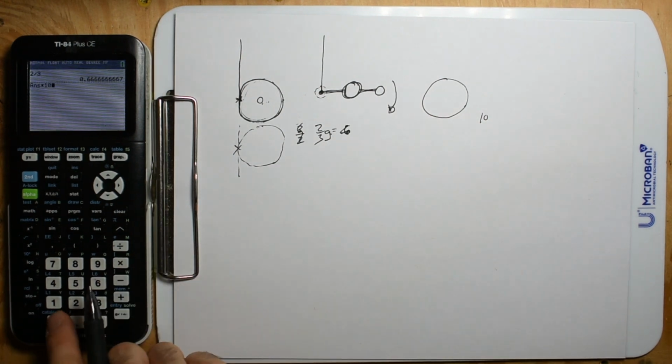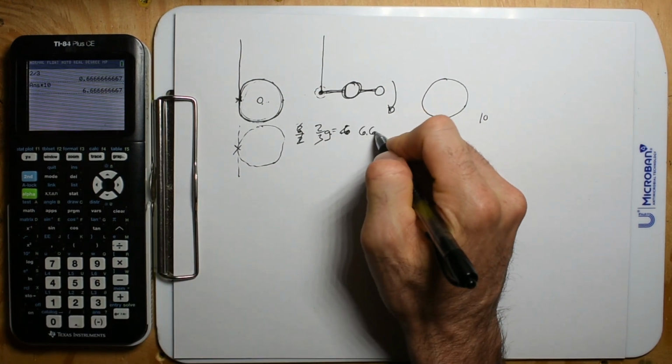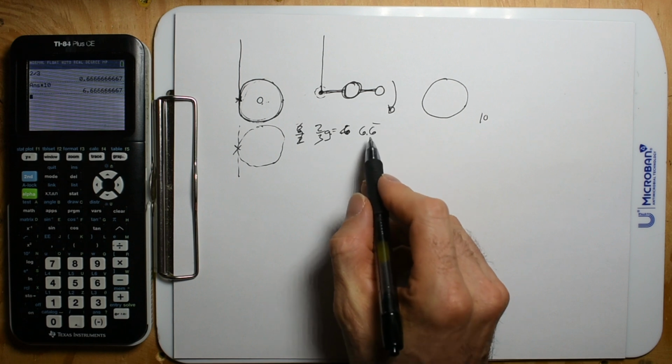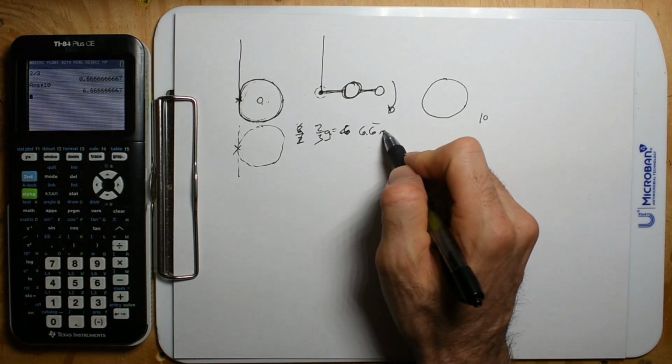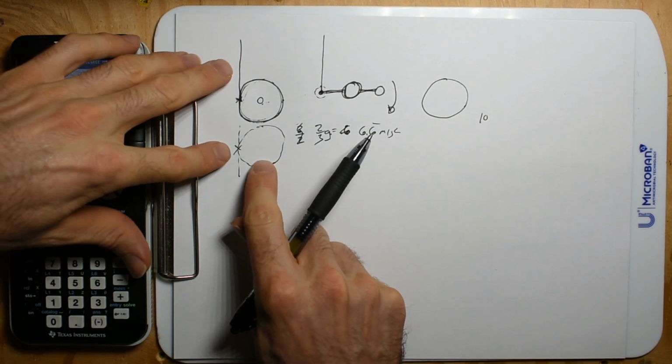So it's going to be 2/3 g. So we're going to have 6.6 meters per second squared on this one.